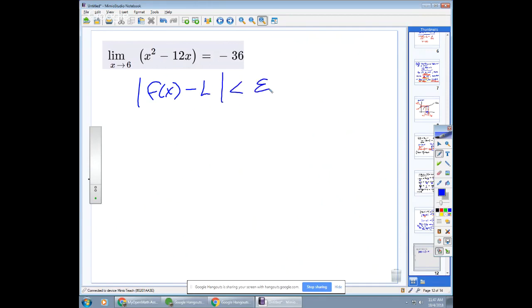So once we're given our function and we're trying to figure out what delta is, our goal here is to find delta. We just plug the given information into this inequality. So f of x is x squared minus 12x. Then I'm subtracting a negative 36, so that's going to give me a plus 36. I'm going to simplify that part right away.